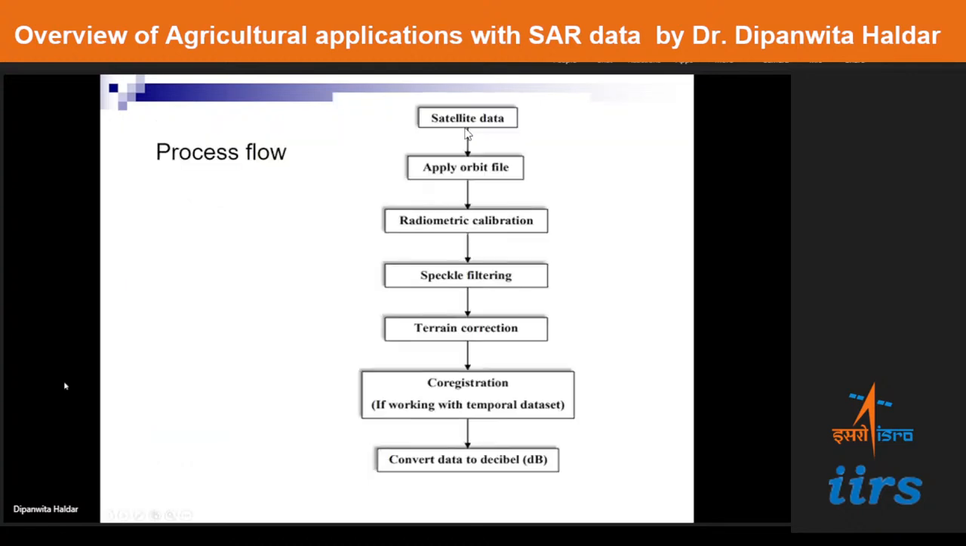So these are some of the important steps which you need to do if you have already downloaded the data. These steps you can carry out in the SNAP software. Apply orbit file correction, do the calibration, then speckle filtering, terrain correction, and if you have to use multiple dates of data, then go for co-registration and convert the data into decibel.